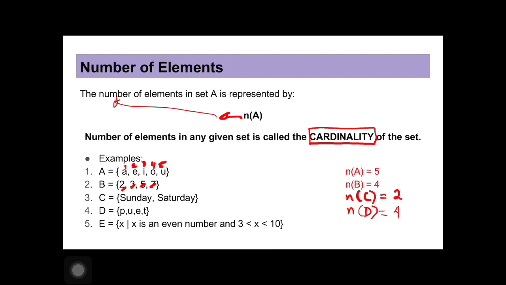Letter E. We have n of E, where X is an even number and it is between 3 and 10. So what numbers are those? We have 4, 6, and 8. That is our E. We cannot get 2 because 2 is already less than 3. So it's between 3 and 10, that is 4, 6, 8. So the answer is 3. I hope this is clear. It's just cardinality, counting the number of elements in a given set.